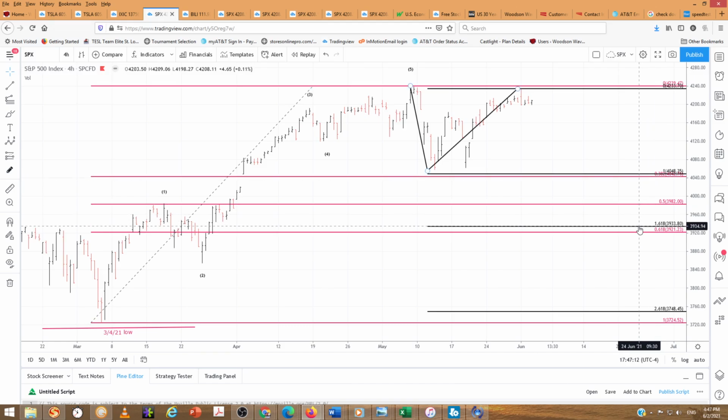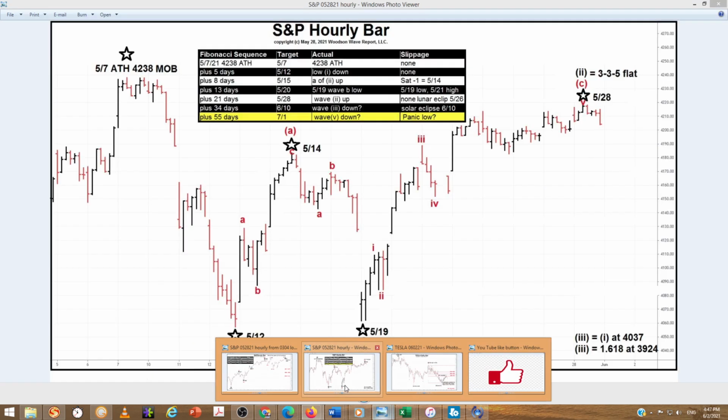Okay, and you can see the C wave equals 1 right by the 382 retracement, which is 40.42, and the 1618 is near the 618 retracement. The 1618 is 39.33, and the 618 retracement of the 5 wave advance is 39.21. I think I can show you guys those on the S&P.